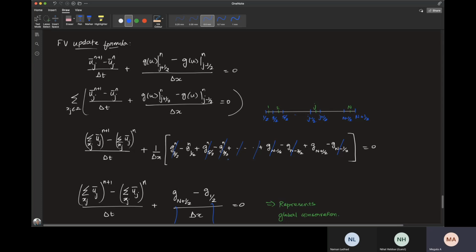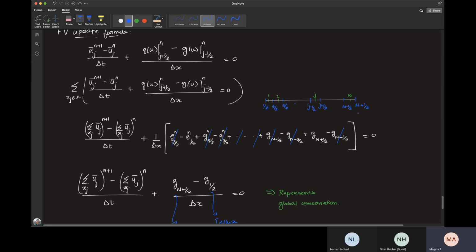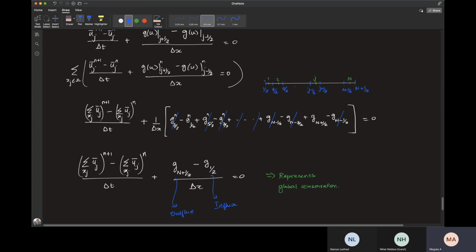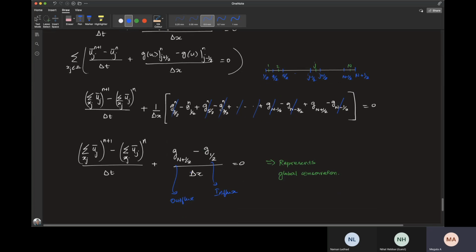And here the fluxes are written in this way. Since you have j plus half and j minus half, for the first cell it will be g at 3 by 2 minus g at 1 by 2, and for the next cell it will be g at 5 by 2 minus g at 3 by 2, and this g at 3 by 2 gets cancelled with the other g at 3 by 2. Similarly, you'll have all cancellations, and just the first point and the last point will remain. So you'll have g at n plus half minus g at half, divided by delta x.